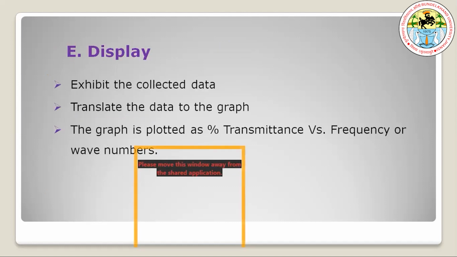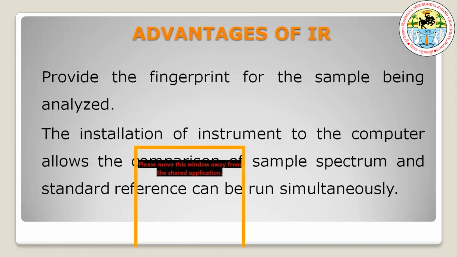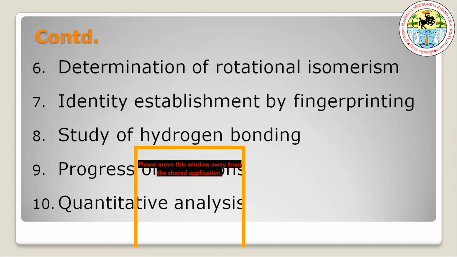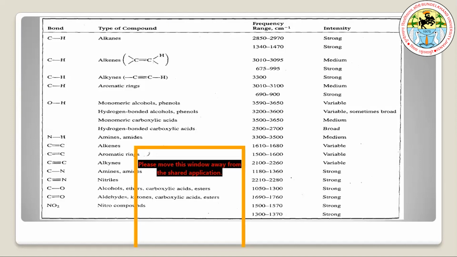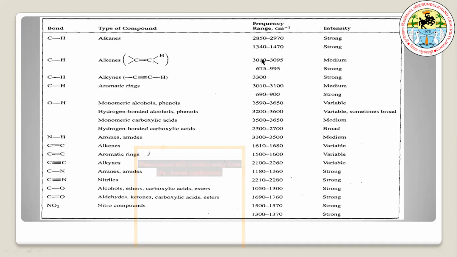Some instrumentation section. I am not going into the detail of this instrumentation. This table is important for the purpose of analyzing or interpreting your IR spectra. What I would like to say is that the important bands you must learn every time. So how do you find the important bands?